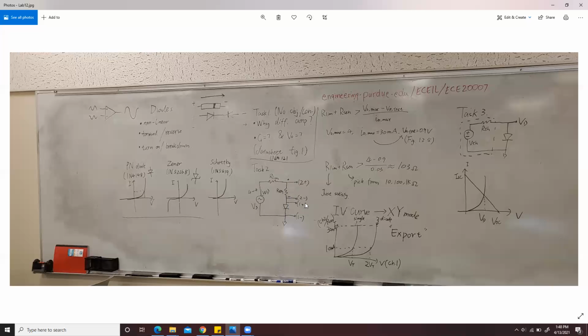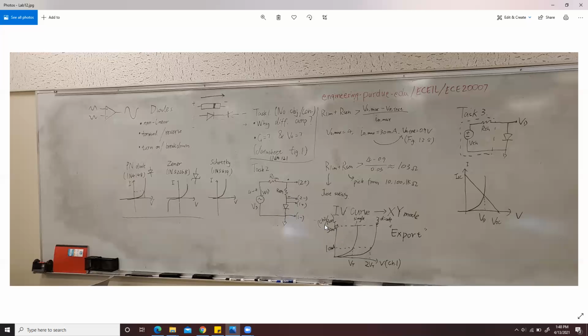After you get the circuit connected together, you can plot the IV curve, using XY mode. The plot will be something like this. For each different diode, the plot will be something like this, but a little bit different. The one thing you need to pay attention to is, as I mentioned, the x-axis is the voltage across the diode, so that will be channel 1, and the y-axis will be the current across the diode.